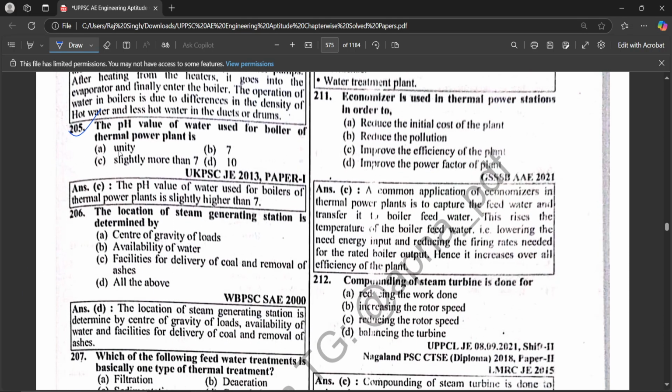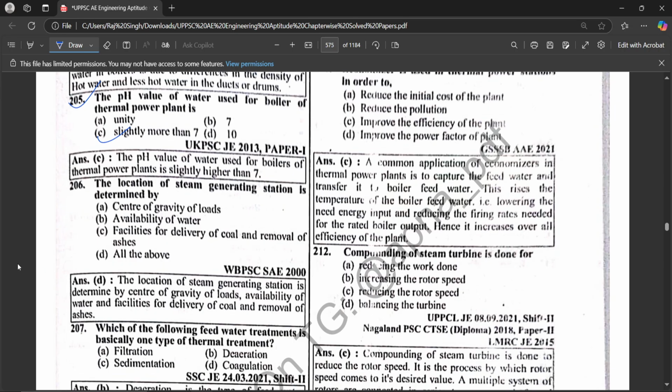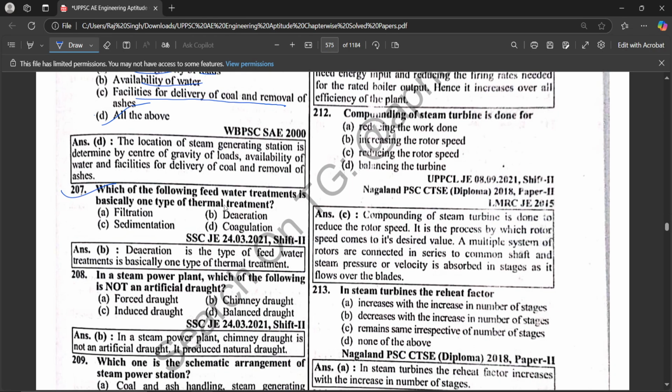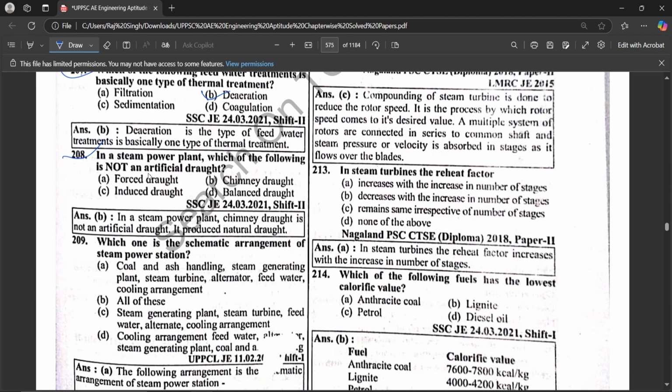The pH value of water used for the boiler in a thermal power plant is slightly more than 7. The location of a steam generating station is determined by the center of gravity of load, availability of water, facility of delivery of coal and removal of ashes, hence all of the above. Which of the following feed water treatments is basically one type of thermal treatment? Deaeration. In a steam power plant, which of the following is not artificial draft? Chimney draft.